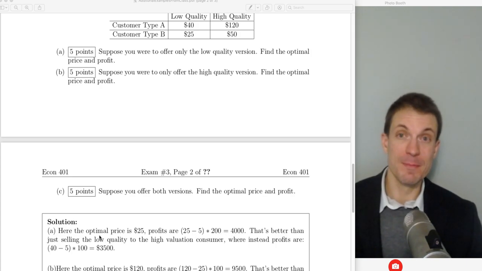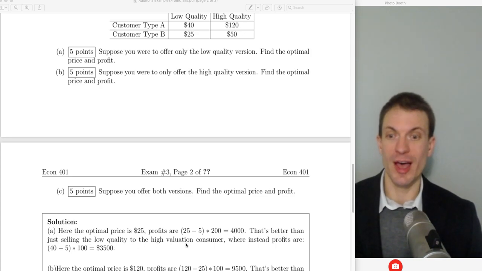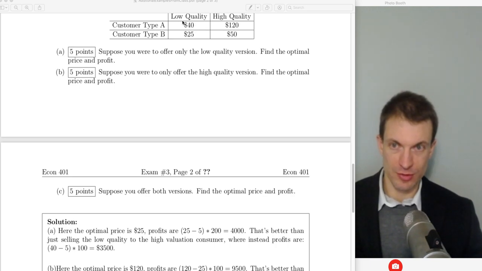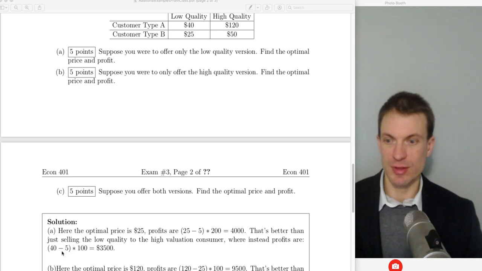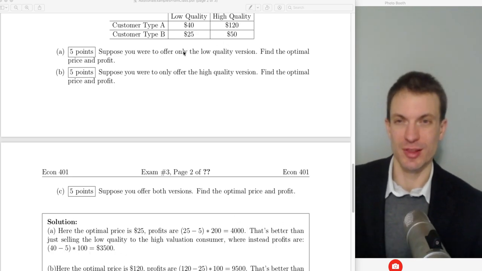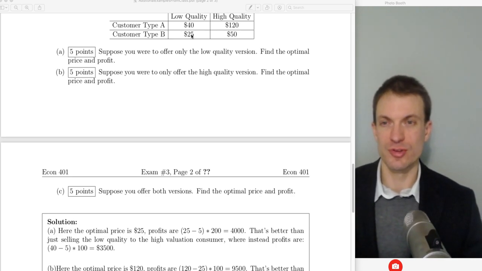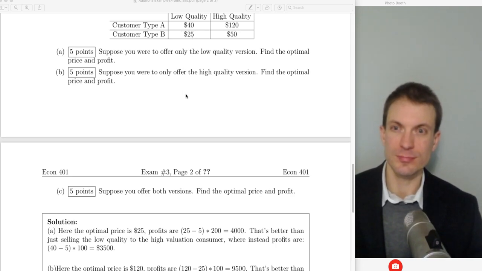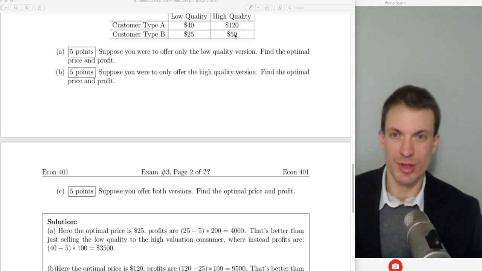That's better than just selling the low quality to the high evaluation consumer. Instead, the profits there would be selling at a price of 40 minus our cost of 5, which would be like 35 times 100 to 3,500. All right, so we're better off selling the low quality version to both consumers if that's all we're selling. What about the high quality version? We could sell the high quality version at a price of 50 to both, or at a price of 120 just to our type A's.